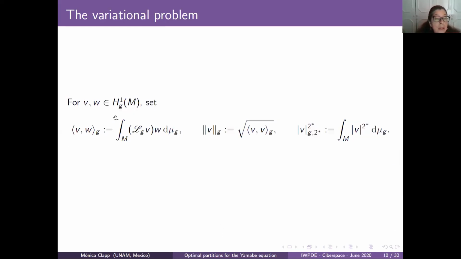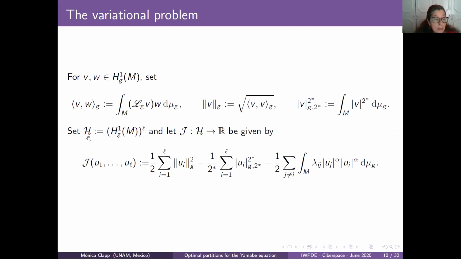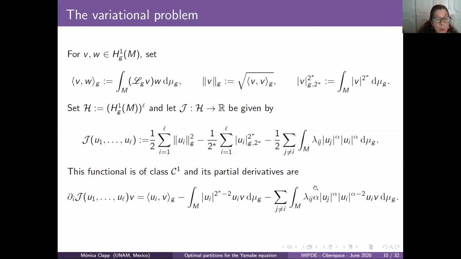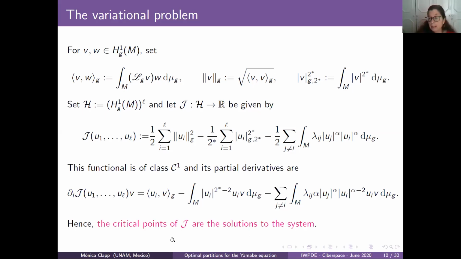So what is the variational setting? Well, we have to take the Sobolev space on the manifold. This is just the Sobolev space of L2 functions which have L2 weak derivatives on M. And since we are assuming that the conformal Laplacian is coercive, we may take this as the norm in the Sobolev space. Then we can look at the product of L copies of the Sobolev space and at the functional which is given by this expression right here. This functional is of class C1. Its partial derivatives are given by this expression. So when one looks at this expression, one clearly sees that the critical points of the functional J are precisely the solutions to the system.